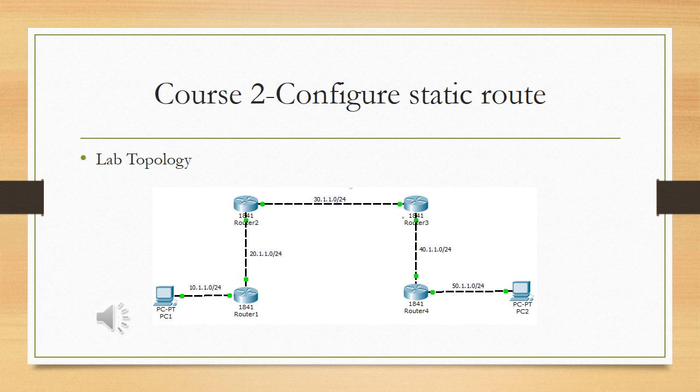Now let's take a look at today's topology. It is composed of 4 routers and 2 PCs. Altogether, they represent 5 networks, from 10 to 50.